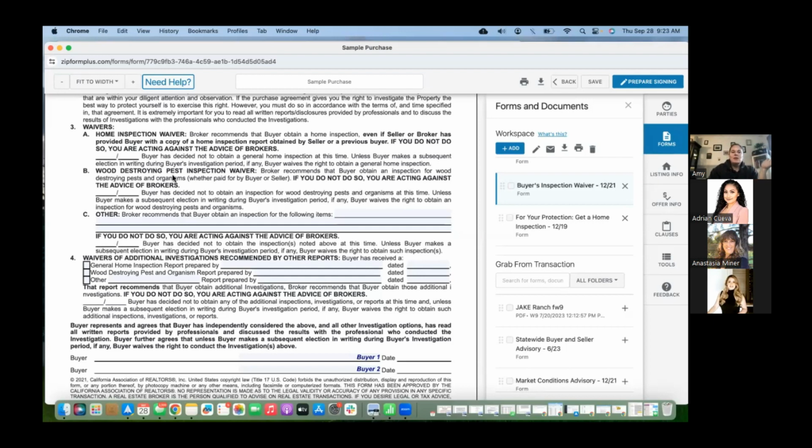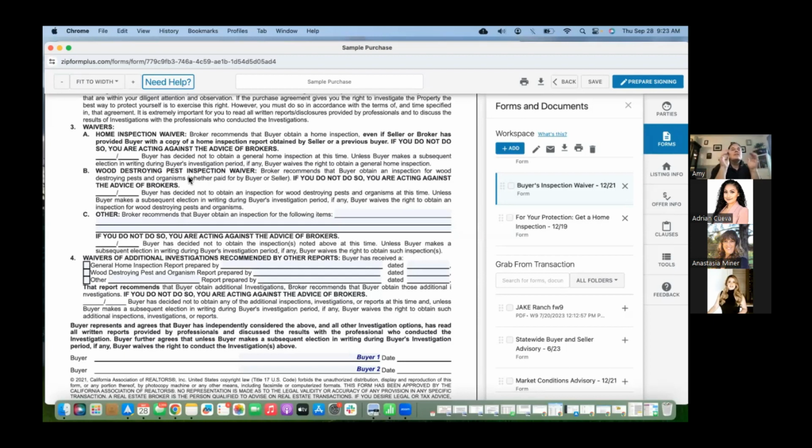B is wood destroying pest inspection waiver. Broker recommends that buyer obtain an inspection for wood destroying pests and organisms, whether paid for by buyer or seller. If you do not do so, you are acting against the advice of the brokers, right? So same idea there with wood destroying pests. Keep in mind too, this is really important.